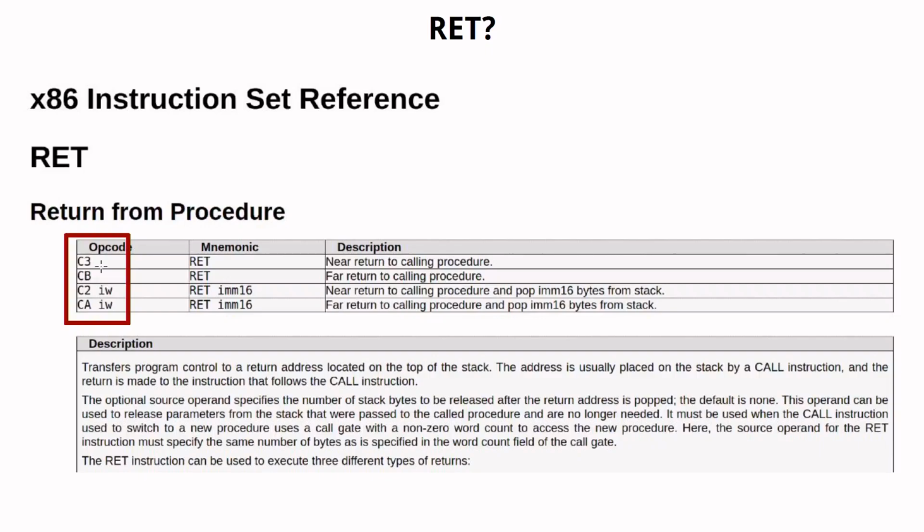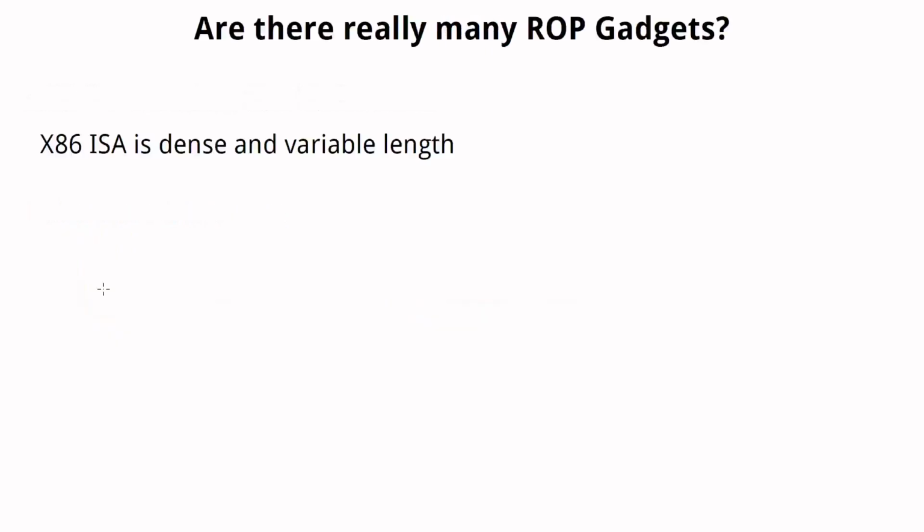It can be the ASCII value, the hex value C3, CB, C2, CA. That's it. That's only 4 possibilities for the return instruction. And they do not really have to be emitted or generated by the compiler as an instruction. You will see what I mean later.